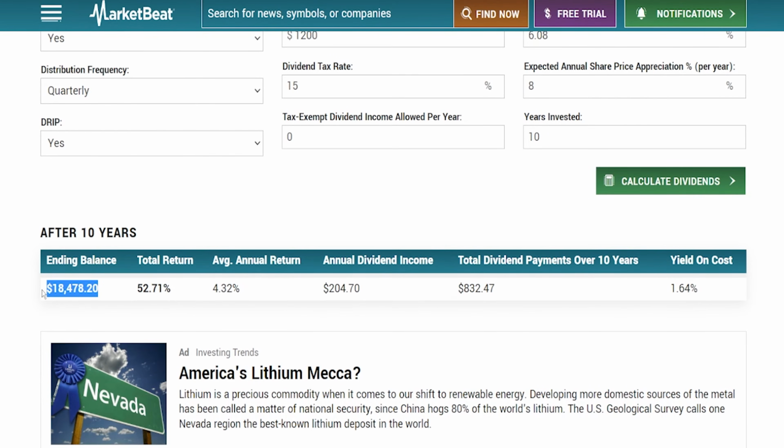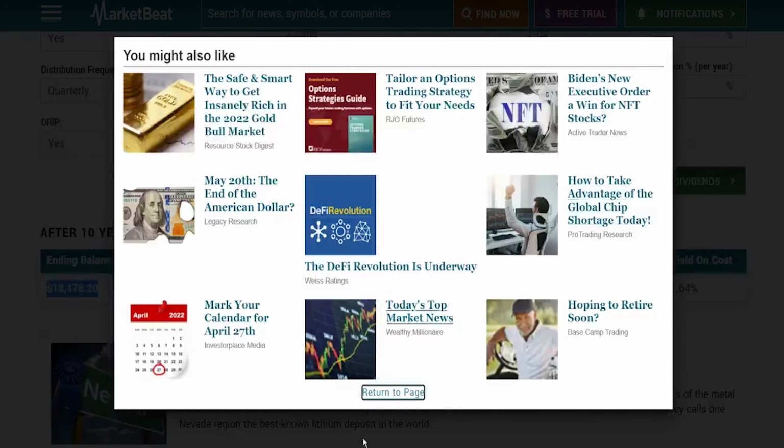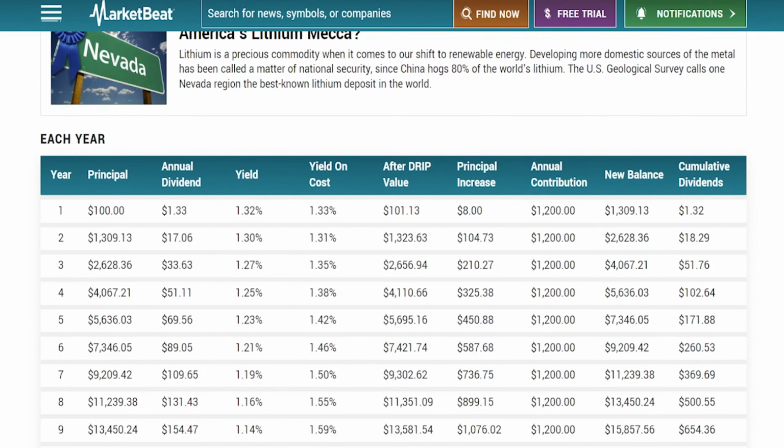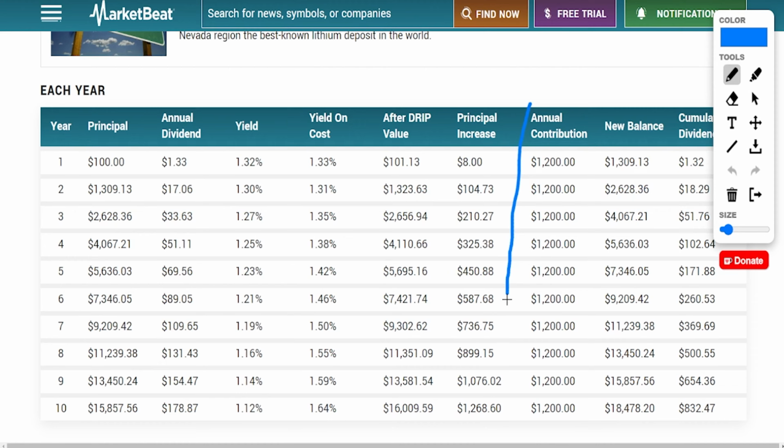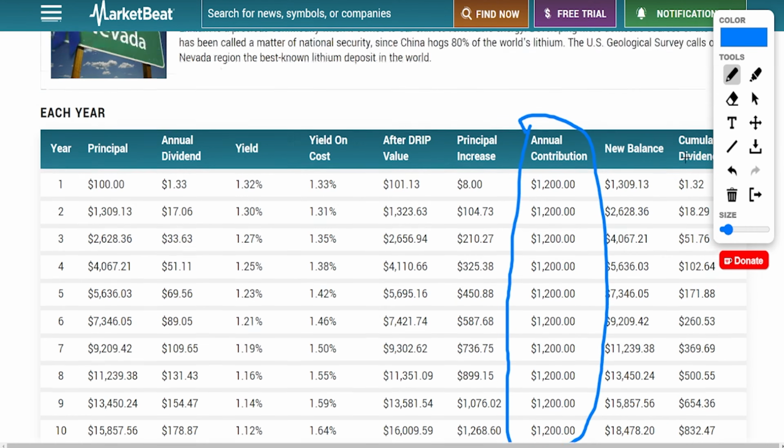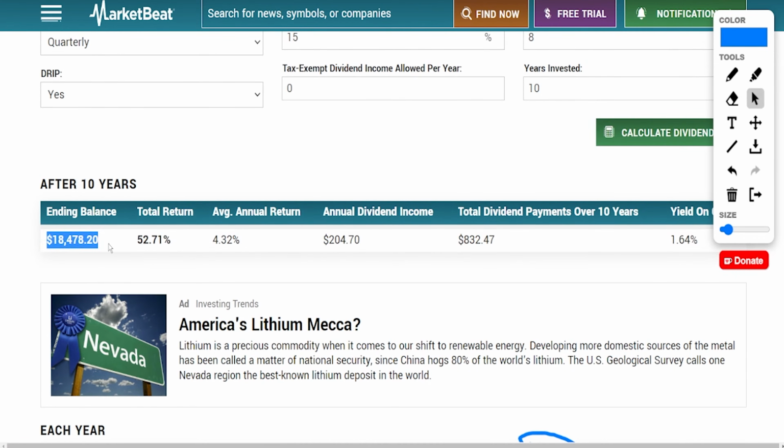So check this out. In 10 years, we're going to have about $18,478, and this is still accounting for $1,200 every single month. So that's $12,000 that you're going to be putting in that time period, where everything else after that is essentially growth for you. So you can see how all that's going to change here for you, which is that 50% return right there for you. You'll earn an annual dividend of over $200, and you have total earned over that 10-year period $832.